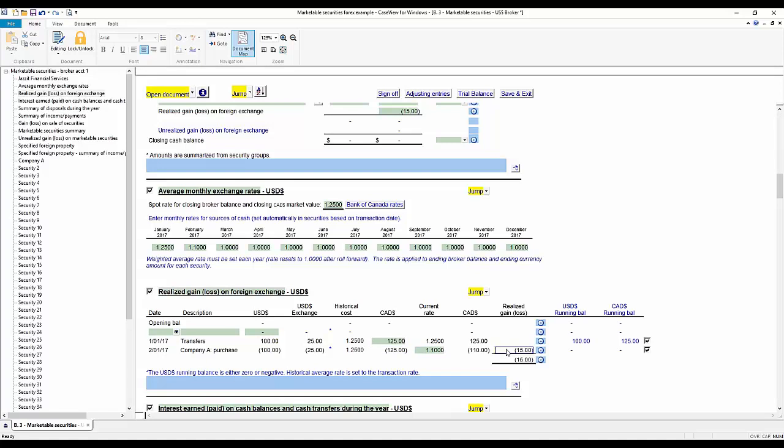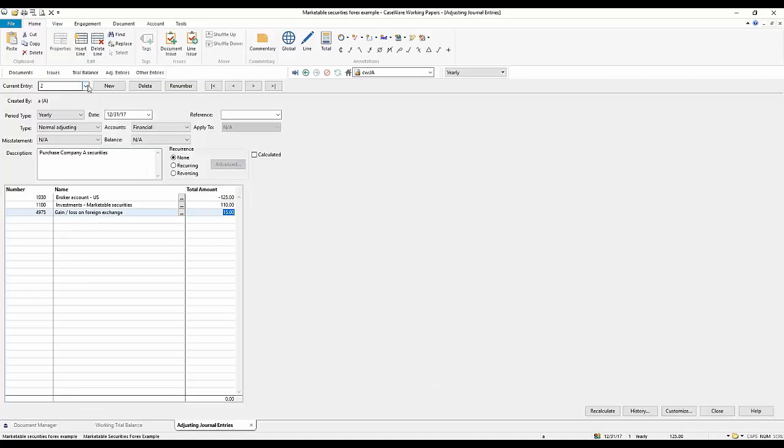Now the third entry is I'm going to sell some shares of this investment which I bought. So on the 1st of March 2017, I'm going to sell 60 shares at $2 each US. The current exchange rate is 1.1. And this gives me a marketable security gain of $54.